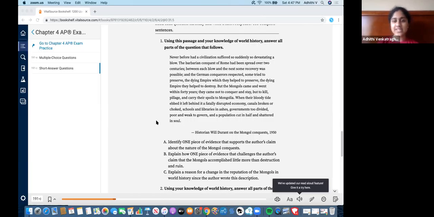Never before had a civilization suffered so suddenly, so devastating a blow. The barbarian conquest of Rome had been spread over two centuries. Between each blow and the next, some recovery was possible. And the German conquerors respected, some tried to preserve, the dying empire they helped to destroy. But the Mongols came and went within 40 years. They came not to conquer and stay, but to kill, pillage, and carry their spoils to Mongolia. When their bloody tide ebbed, it left behind a fatally disrupted economy, canals broken or choked, schools and libraries in ashes, governments too divided, poor and weak to govern, and a population cut in half and shattered in soul.